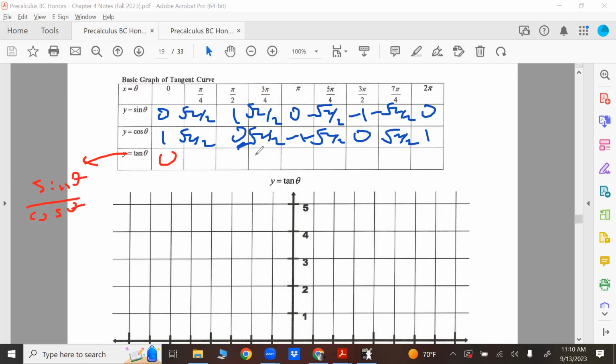0 over 1, of course, is 0. But 1 over 0 is undefined. So it's undefined at these two locations. That's 1 and 1, but -1 and -1. As it should be, because tangent is positive in the first and third quadrants, negative in the second and fourth quadrants. 3 pi over 4 and 7 pi over 4 are in the second and fourth quadrants, pi over 4 and 5 pi over 4 in the first and third quadrants, respectively.